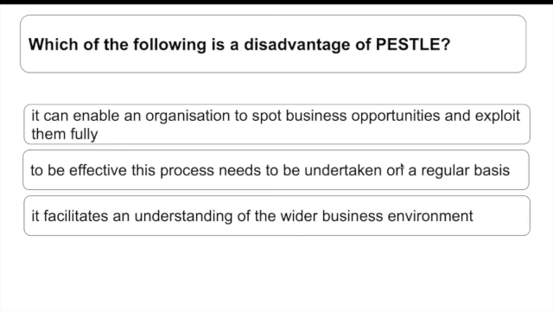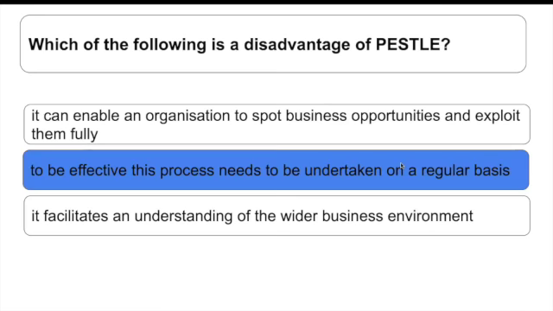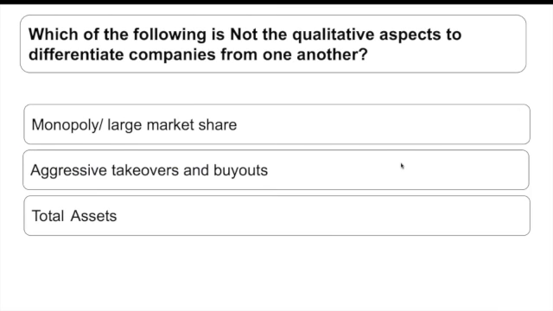Which of the following is a disadvantage of PESTLE? A, it can enable an organization to spot business opportunities and exploit them fully. B, to be effective, this process needs to be undertaken on a regular basis. C, it facilitates the understanding of the wider business environment. The correct answer is, to be effective, this process needs to be undertaken on a regular basis.